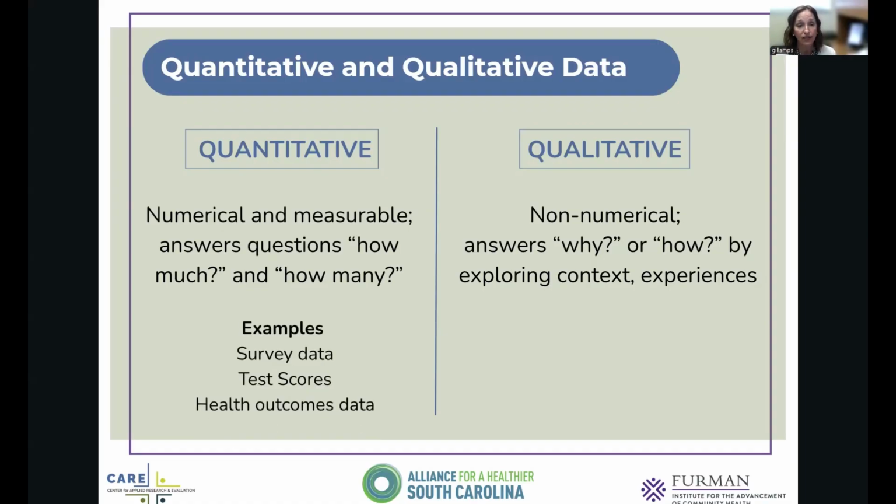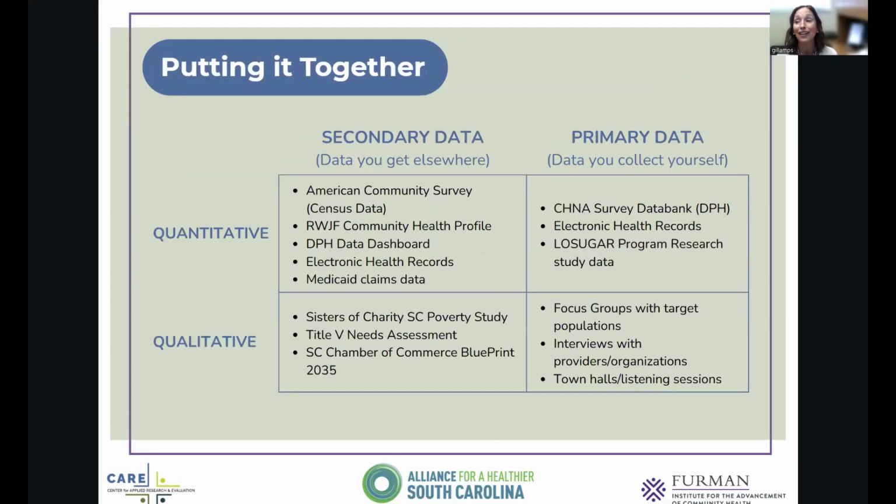Examples of quantitative data are your survey data, test scores, and health outcomes data. For qualitative, it's what we hear that might explain the quantitative data, through interviews, focus groups, listening sessions, or town halls. So these are examples of quantitative and qualitative data. Now let's put them together. We wanted to provide some examples of how quantitative and qualitative, and secondary and primary data fit together.